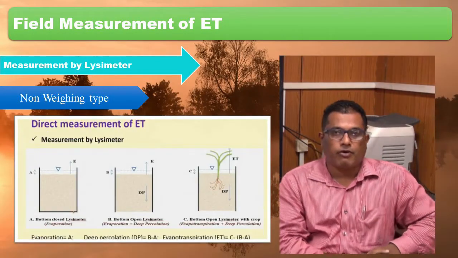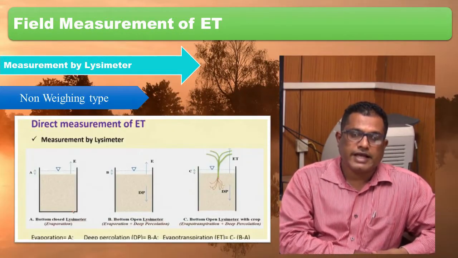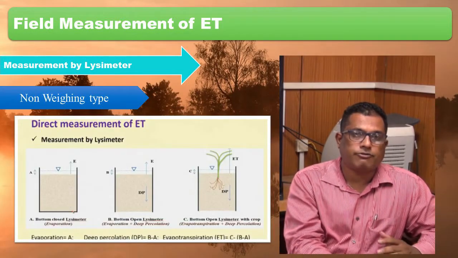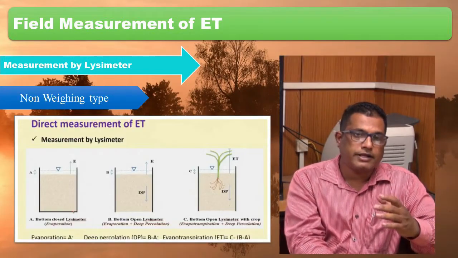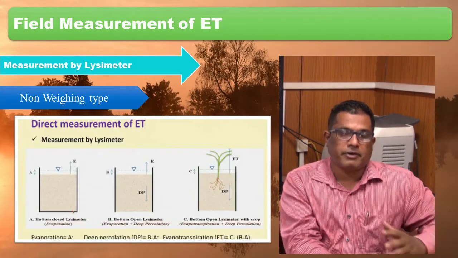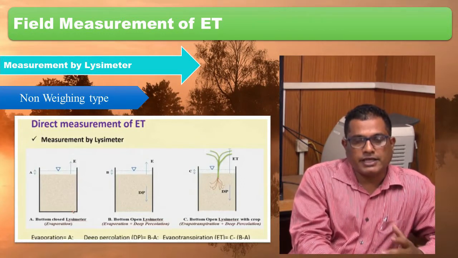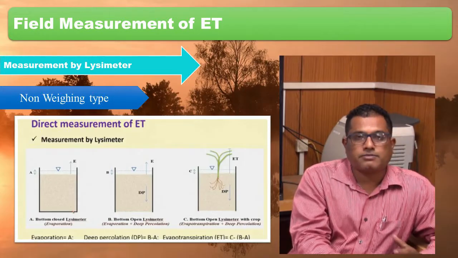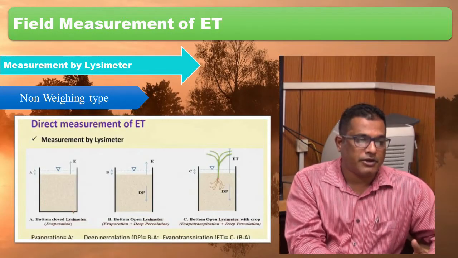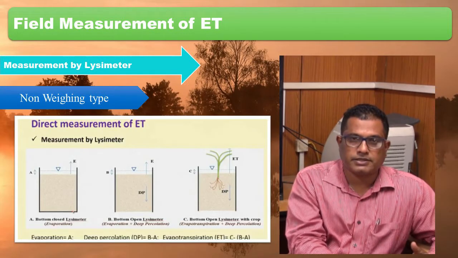Another field measurement of evapotranspiration includes the use of lysimeters. Lysimeters are very popular, very well-known instruments for actual measurement or simulating the evapotranspiration of a field in some field experimental method. There are two types of lysimeter. One is vein type and the second one is non-vein type. The picture that you see in this figure is of non-vein type lysimeters.